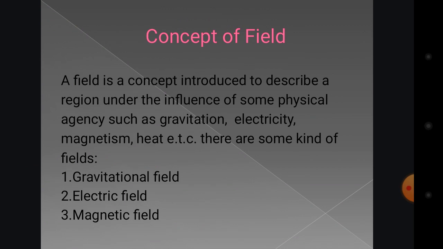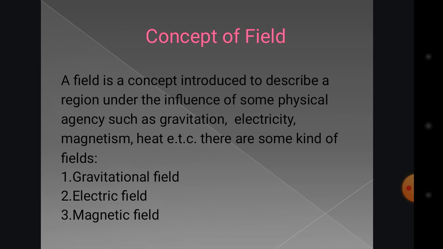So, when we say field, a field is a concept introduced to describe a region under the influence of some physical agency, such as gravitation, electricity, magnetism, heat, etc. So let's come back to the definition and see. When we say something is introduced, it was created to describe a region under the influence of some physical agency.